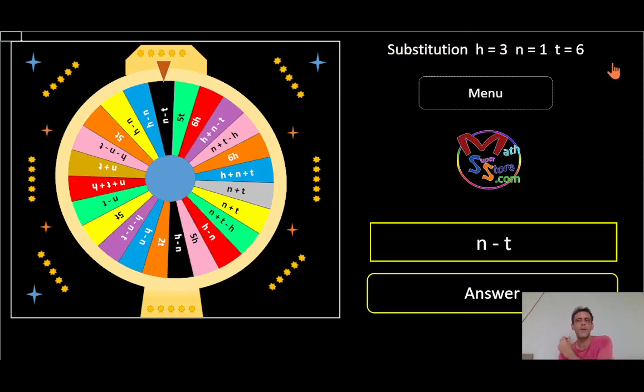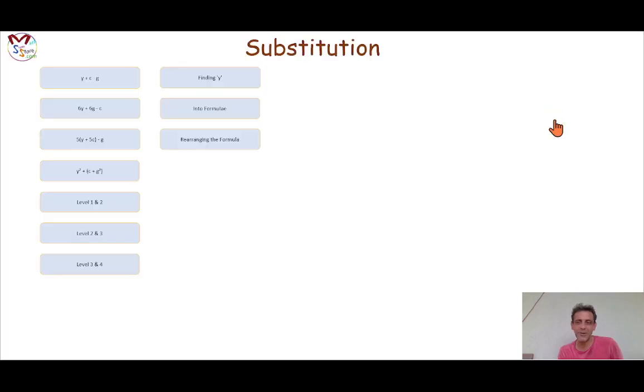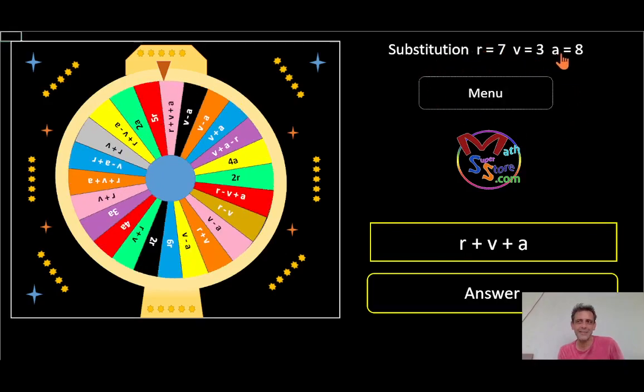h is 3, n is 1, and t is 6, and it's n minus t, so it'll be 1 minus 6, which is minus 5. And then if we have a look at the h, n and t, the letters and the numbers will change. Oh, I just pressed the wrong thing. I pressed the menu, and I was going to show you something. Or substitution, so let's just choose that again. And we'll see p, v and x. If we choose another one, all the letters and the numbers will change, they're not static.